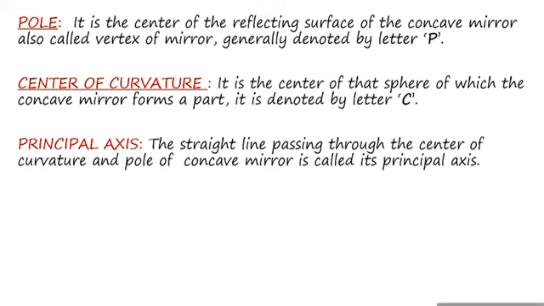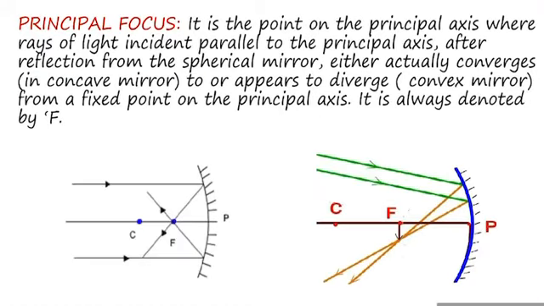After that, principal axis. It is a straight line passing through the center of curvature and the pole of the concave mirror. These are the terms which we have to write down in the notebook.